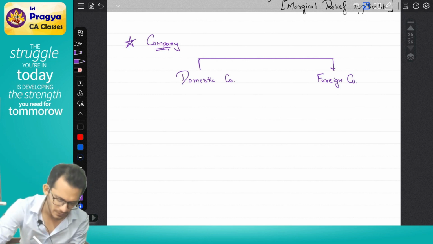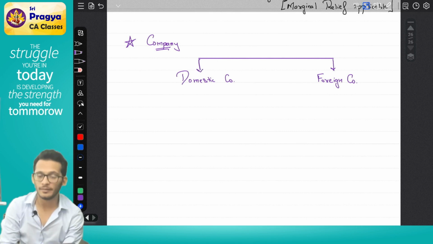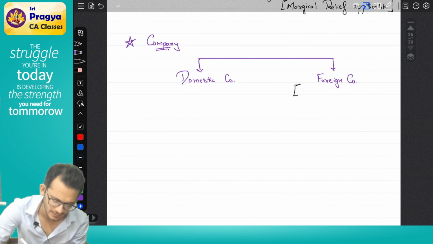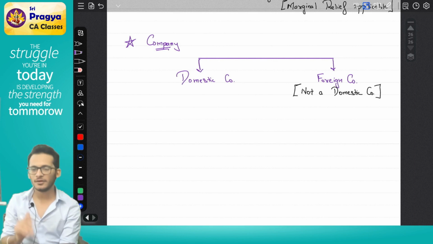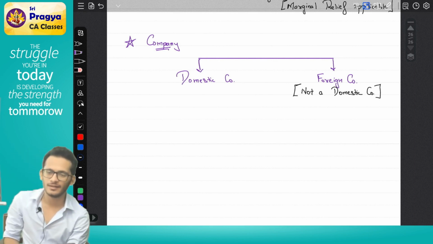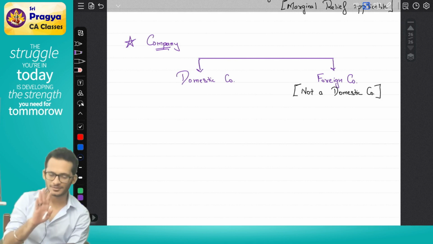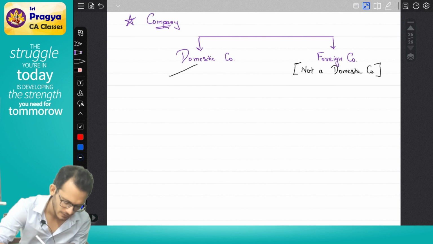Rahul, what do you mean by a foreign company? A foreign company is a company which is not a domestic company. But what is a domestic company, Rahul? A company which is not a foreign company. Domestic company has two types.